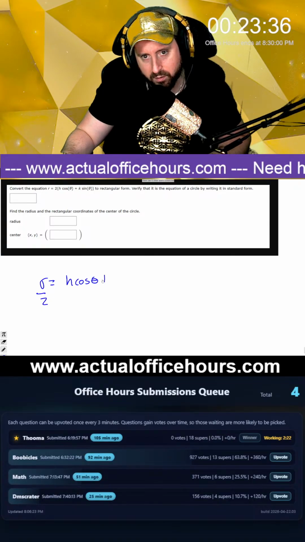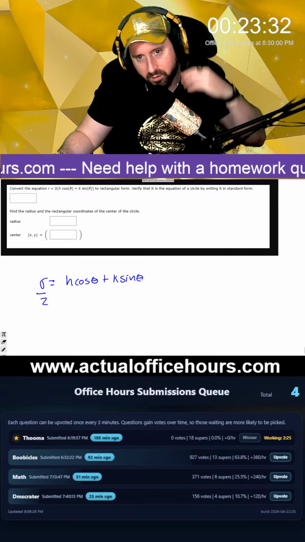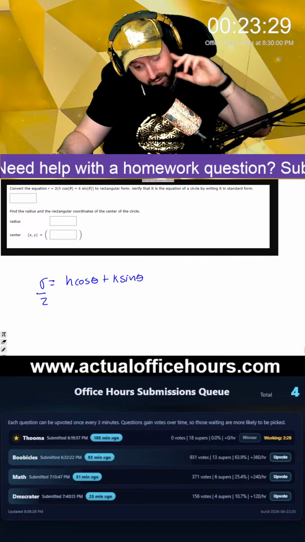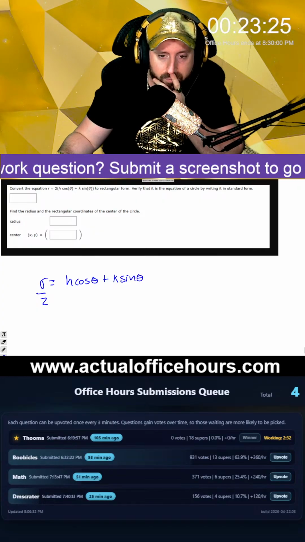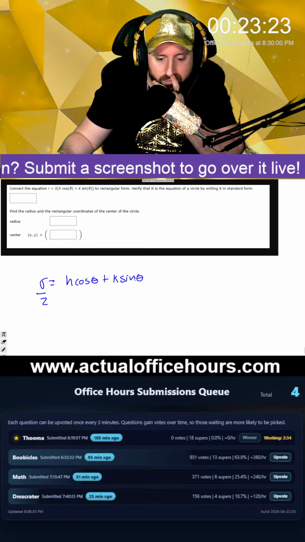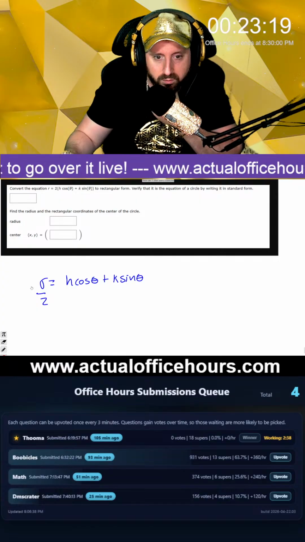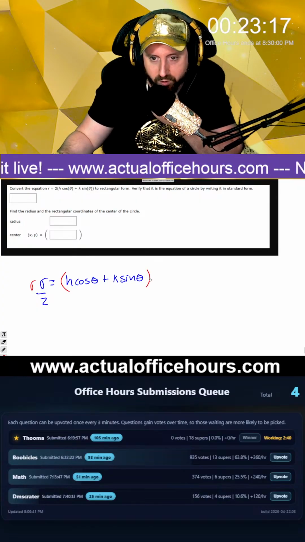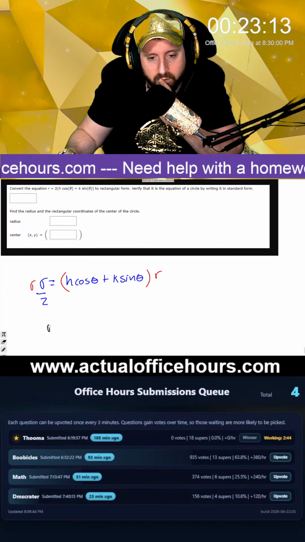H cosine theta plus k sine theta. So if we convert it to rectangular form, oh, I know what I'm going to do. I'm going to multiply both sides by r. Let's do that. Multiply everything by r. When in doubt, just do that.